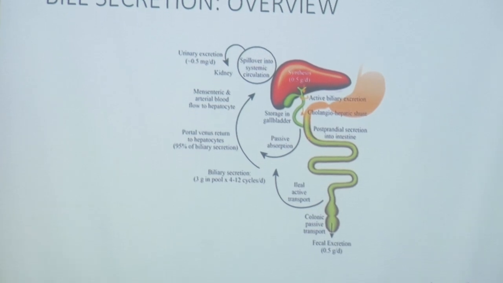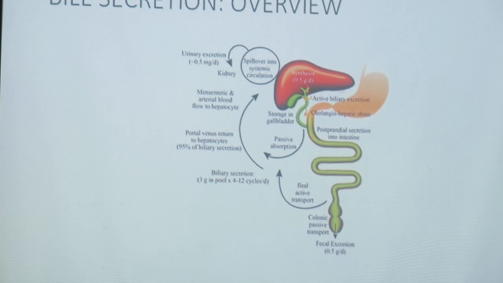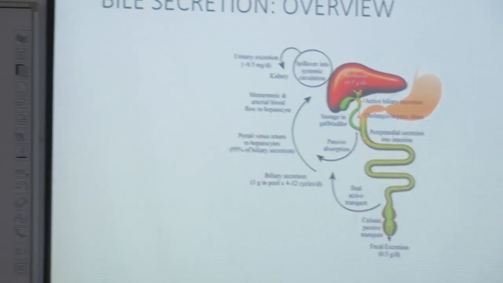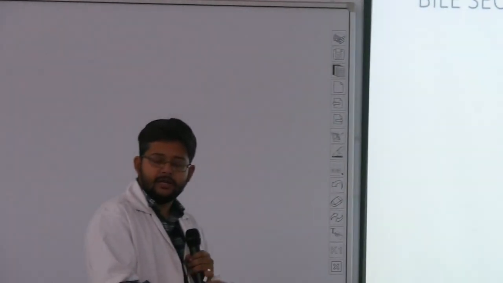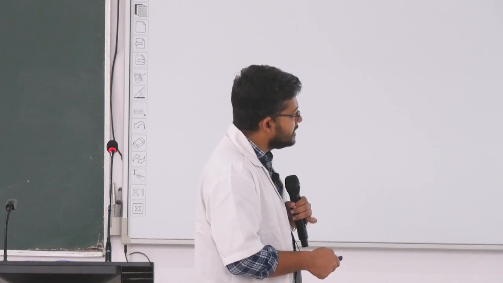Now, in the liver, what happens? Every hepatocyte drains, and ultimately it forms the hepatic duct. Hepatic ducts conglomerate from the right side, and hepatic ducts conglomerate from the left side. So what we get is the right hepatic duct and the left hepatic duct. Once we get them, they join with each other and form the common hepatic duct. Now this common hepatic duct comes down, almost to here.